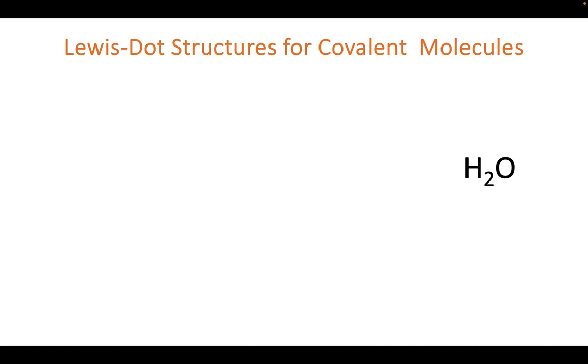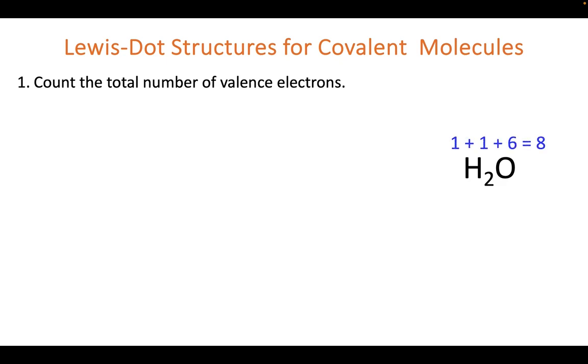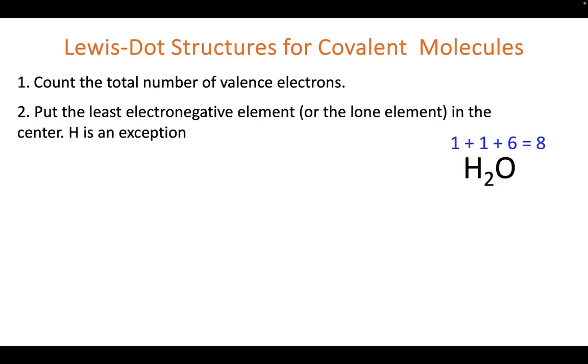Right, so let's try another one, water, H2O. The rule is you're going to count the total number of valence electrons. It's 1 for each hydrogen and 6 for oxygen, so a total of 8 again. And then you're going to place the least electronegative element in the middle, except that hydrogen is an exception. In this case, hydrogen is the least electronegative, but hydrogen always goes on the outside. So you'll put the oxygen in the middle, the lone oxygen, and the 2 hydrogens around it.